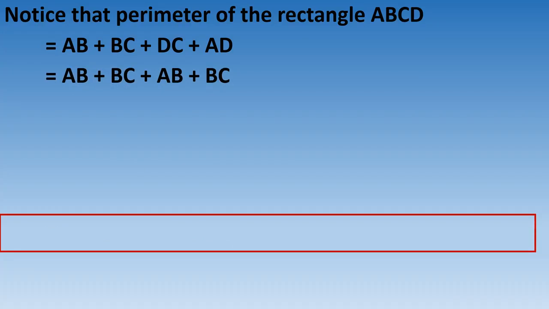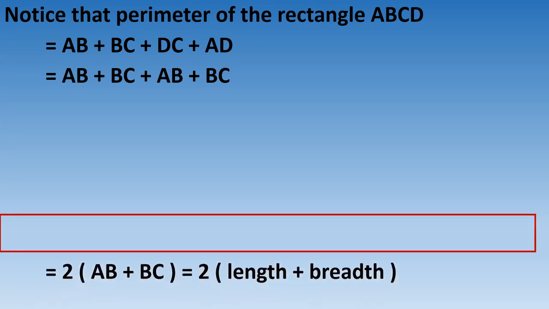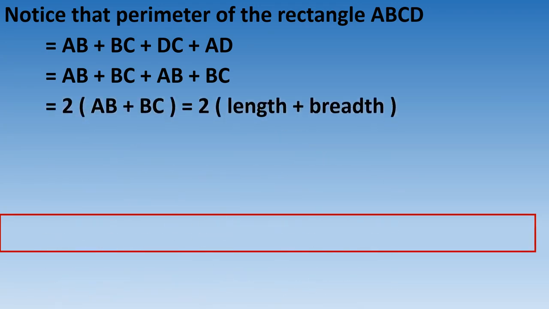Okay. So what we will do? AB plus BC, we will keep 1 time in the bracket, and as they come twice, both are coming twice now, so we will keep outside the bracket 2. So the formula for perimeter of a rectangle is 2 multiply by, or we can say in the bracket, length plus breadth. Length is AB and breadth is BC.